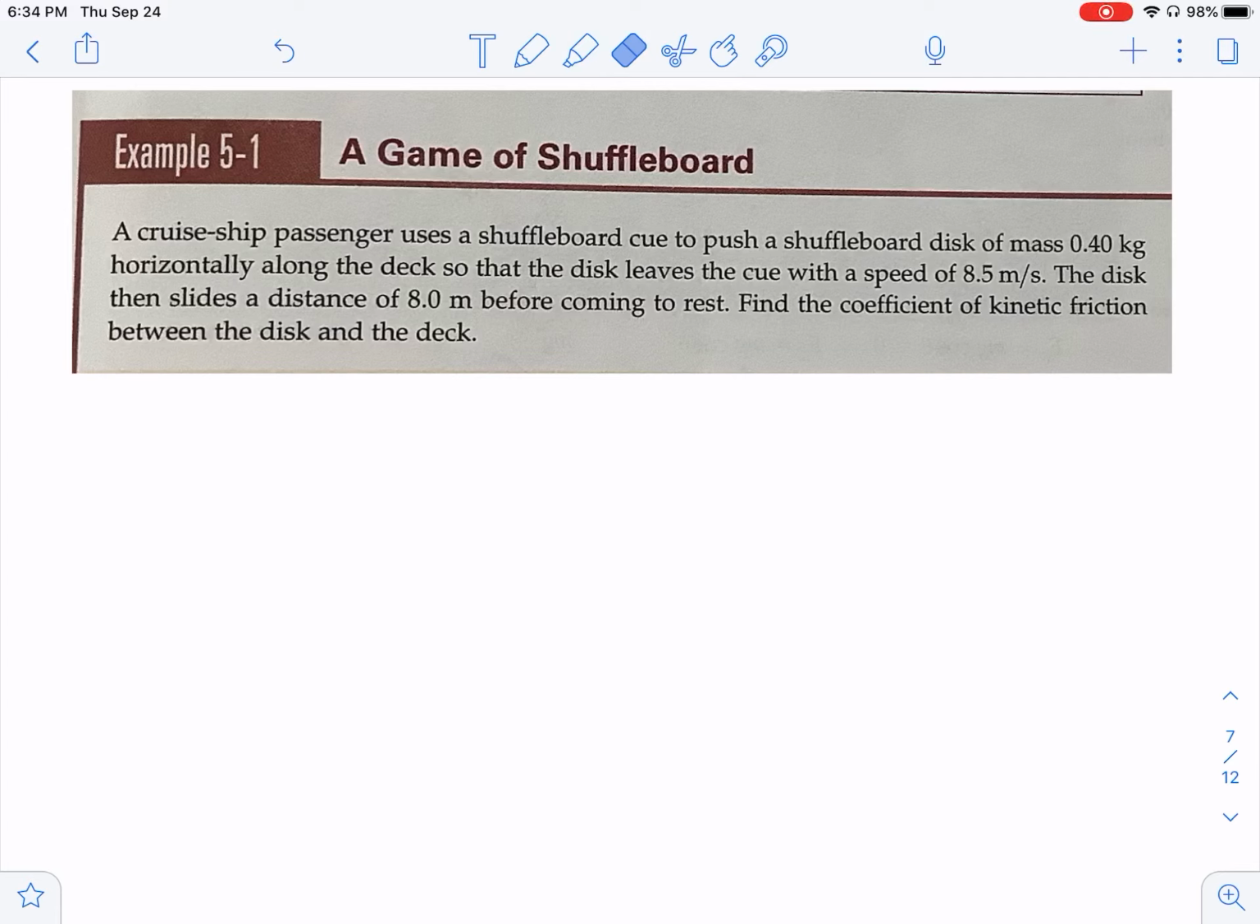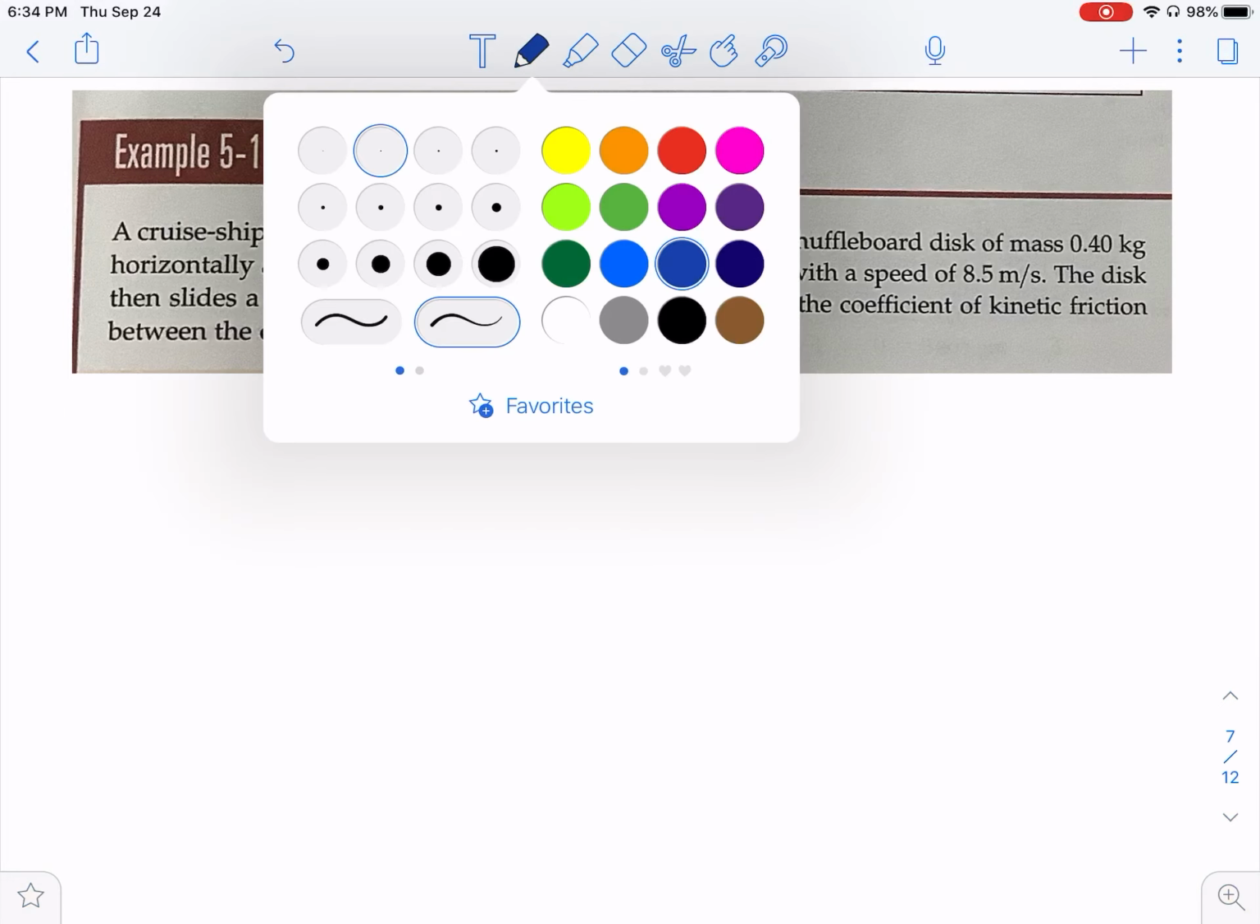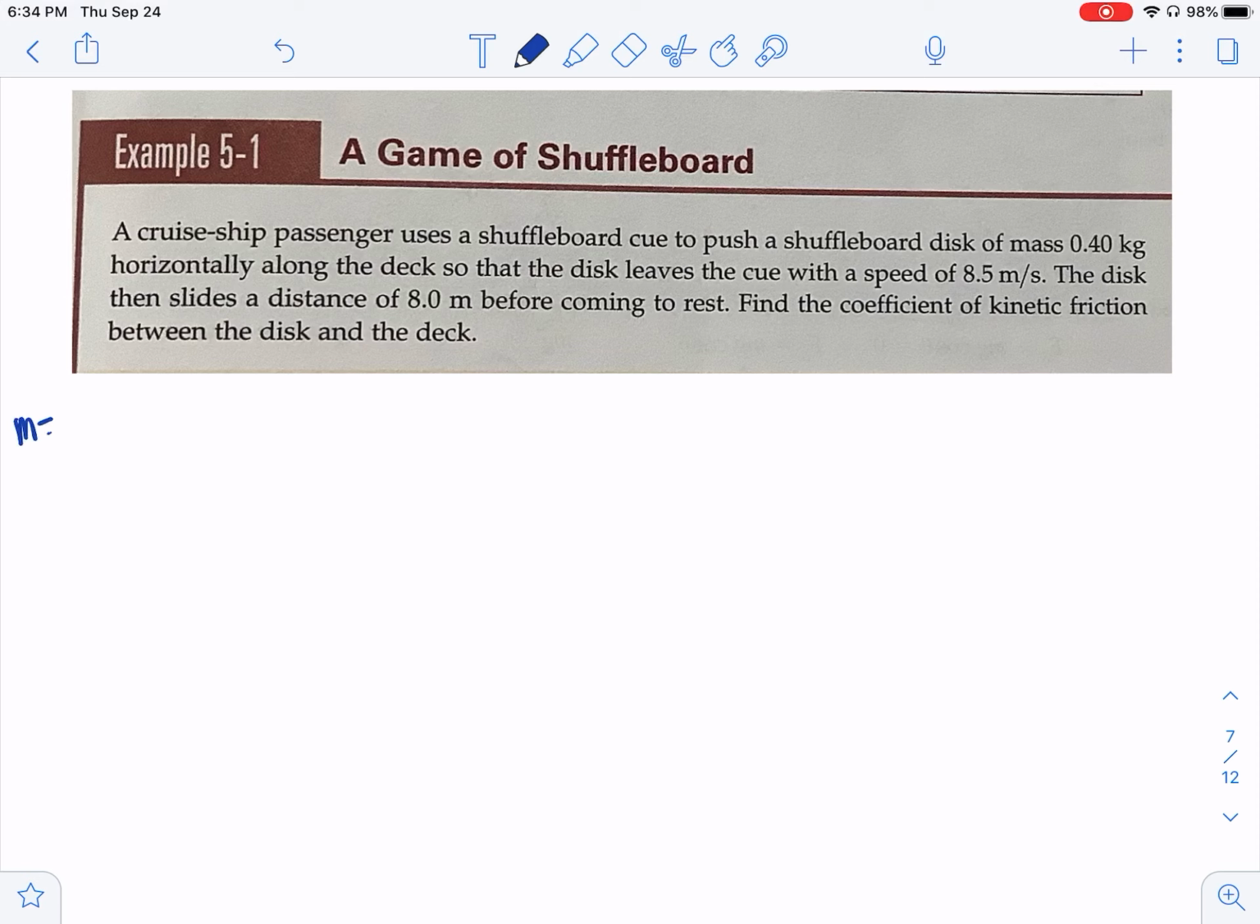Okay, so now that you've learned a little bit about friction, let's see if we can actually apply it to some problems. So here it says a cruise ship passenger uses a shuffleboard cue to push a shuffleboard disc of a mass of 0.4 kilograms. So that's a known right off the bat. Horizontally, so that does mean that we are just immediately dealing with everything in the x direction. Along the deck, so the disk leaves the cue with a speed of 8.5 meters per second.